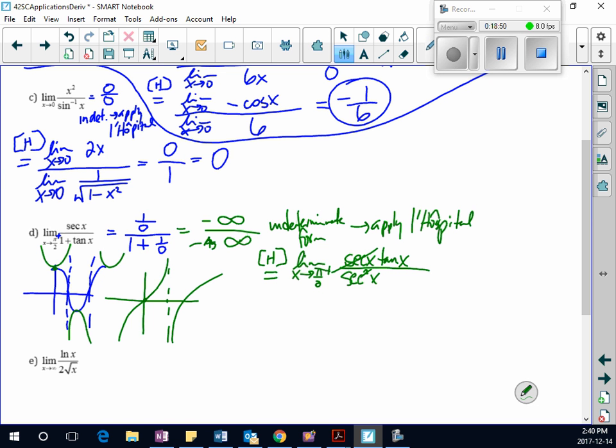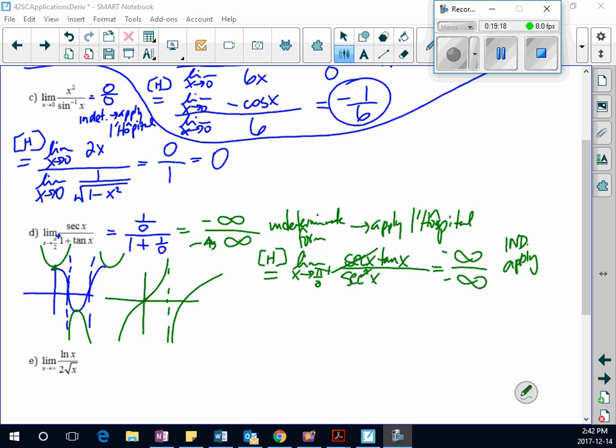And so, what do we get then? We're going to get another indeterminate form, aren't we? We're going to get infinity over infinity again, negative infinity over negative infinity. So, apply again. Indeterminate form, apply.